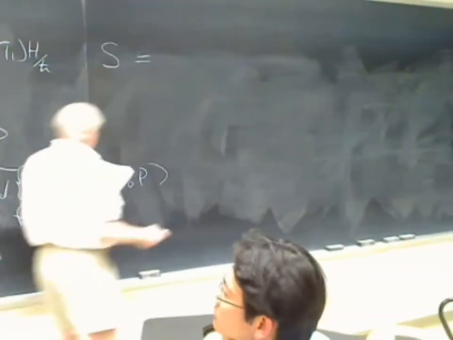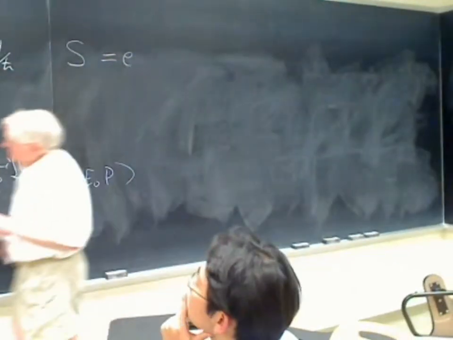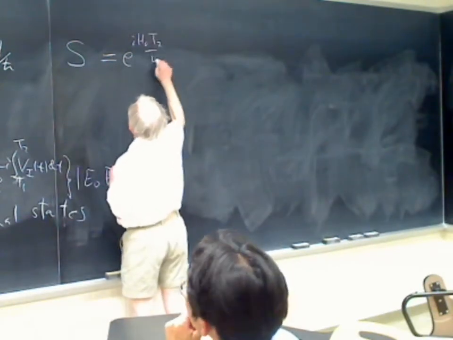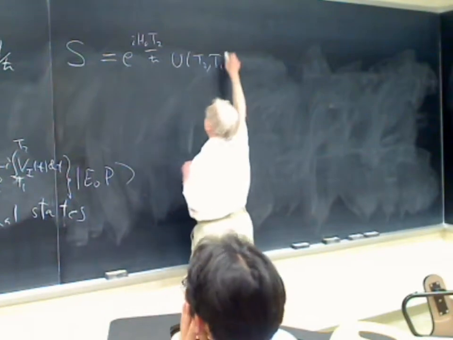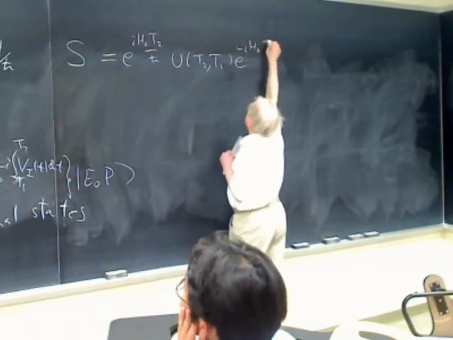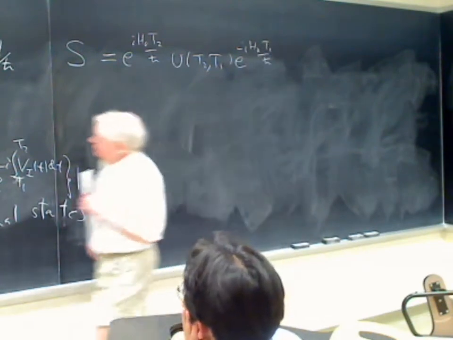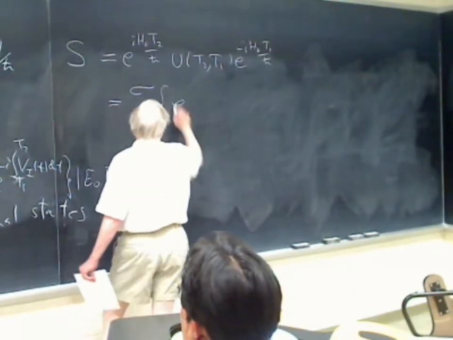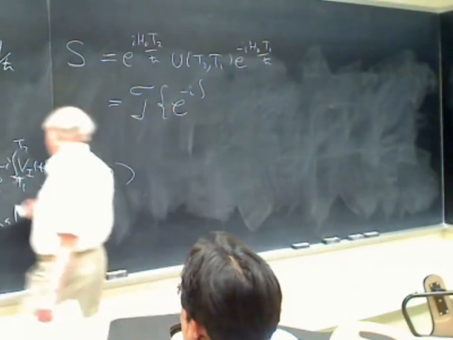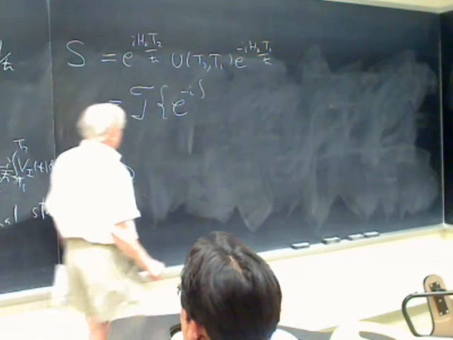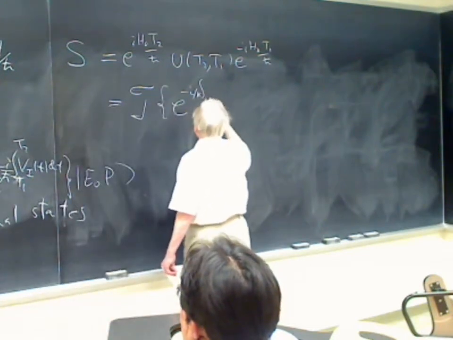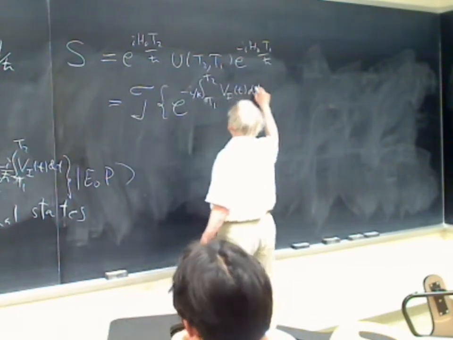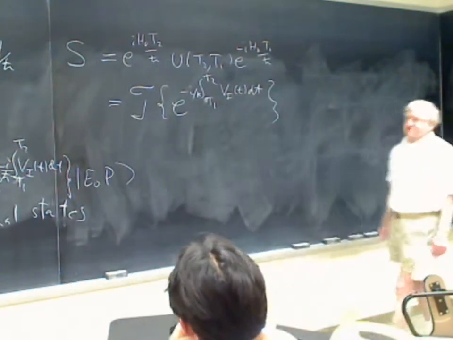and this factor. So it would be, instead of e to the minus i H0 t2, it would be e to the i H0 t2 over h bar, U of t2 t1, e to the minus i H0 t1 over h bar. And that would simply be the time-ordered product of the exponential, integral t1 to t2 of V dt. I sometimes leave out these h bars. So this is the S operator.